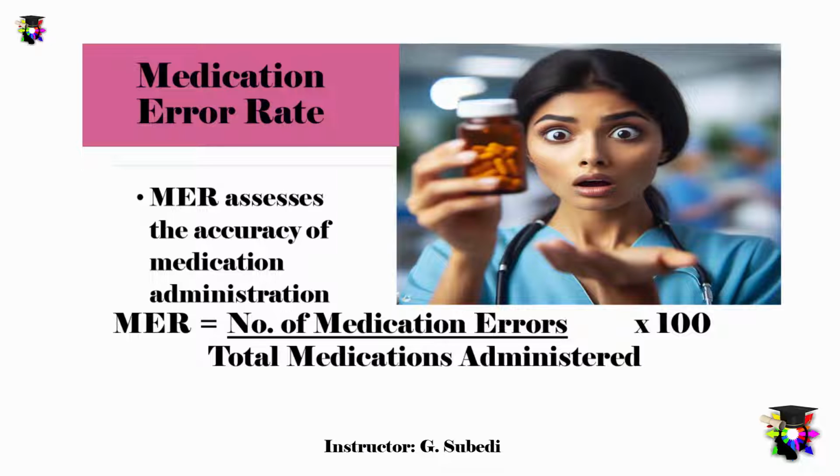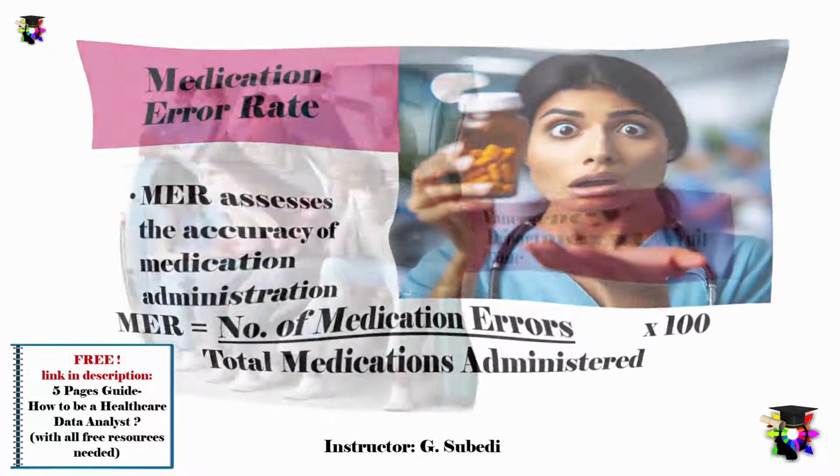We calculate it by dividing the number of medication errors by the total number of medications administered. Medication error rate assesses the accuracy of the medication administration. So, patient safety is paramount, and healthcare providers use MER to identify areas of improvement in the medication administration process, and thus reduce the errors and enhance patient safety.